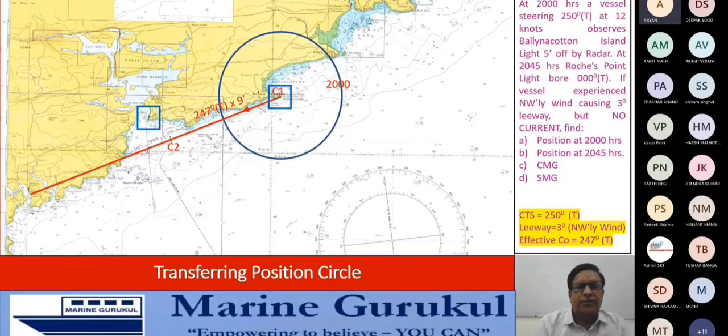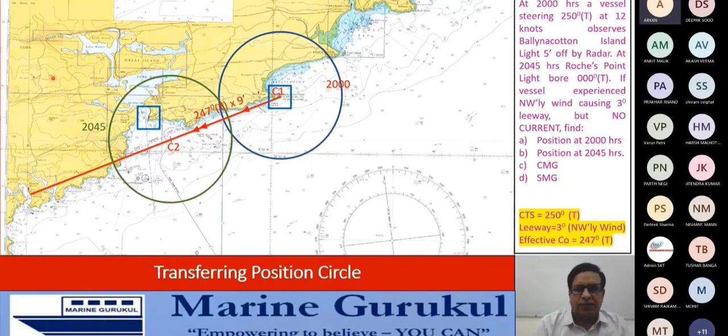So with C2 as the center and 5 miles as the radius, we draw the transferred position circle. Why? Because C1 C2 is also the CMG and the distance made good. So we draw the transferred position circle. The green position circle is the position circle for 2045.